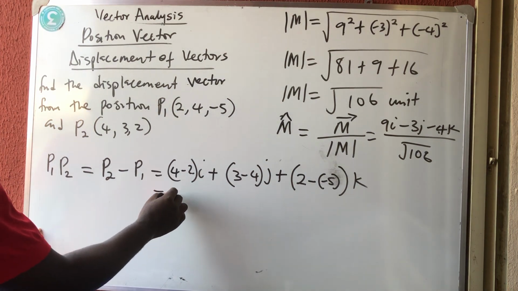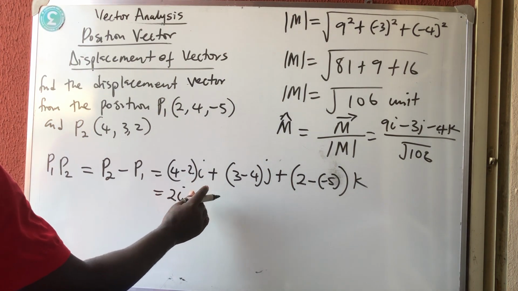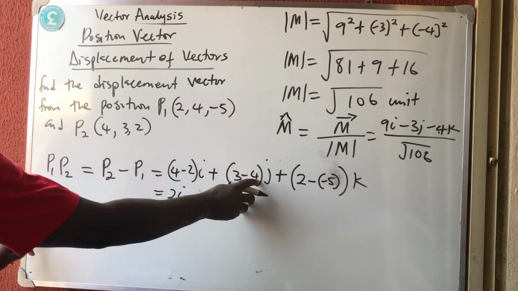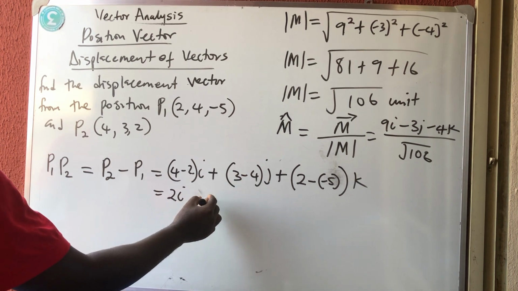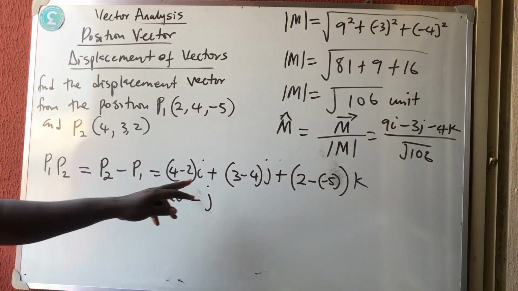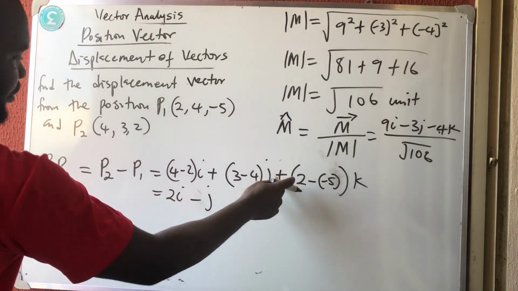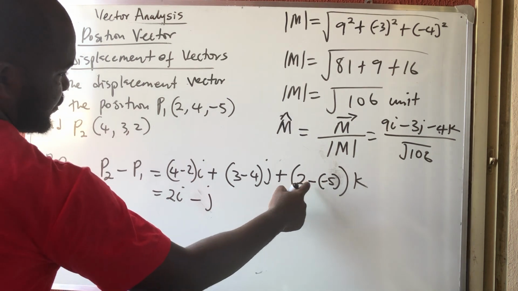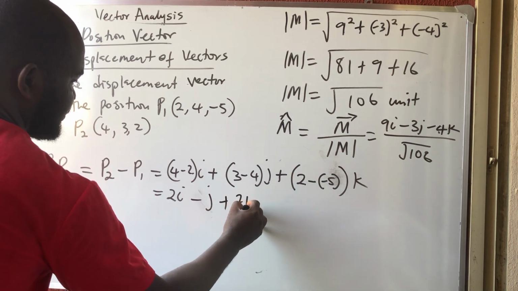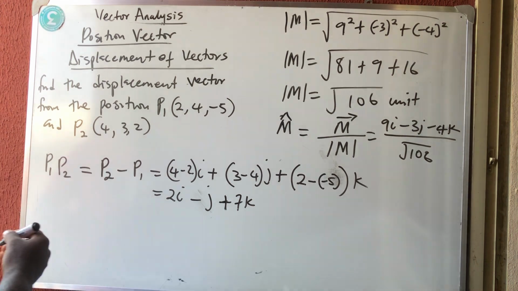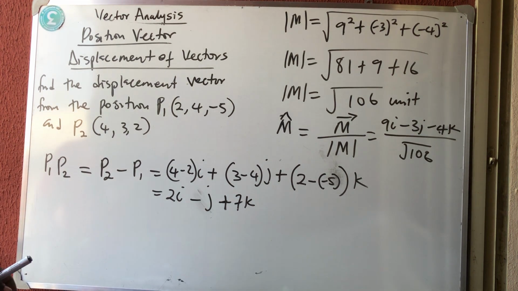Okay, so what do we have now? This minus this will give you 2i. This and this will give you minus j. So plus minus will give you minus j. Why do we always put plus here? Because plus does not affect anything. That's why we always put plus in the middle. Okay, minus minus is plus. This plus this will give you 7k. Okay, as simple as that.